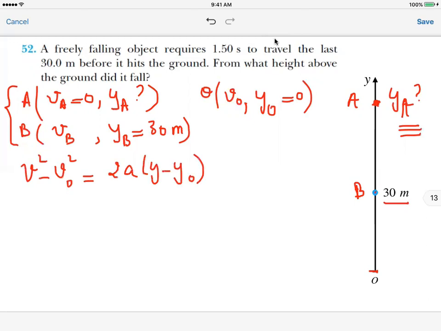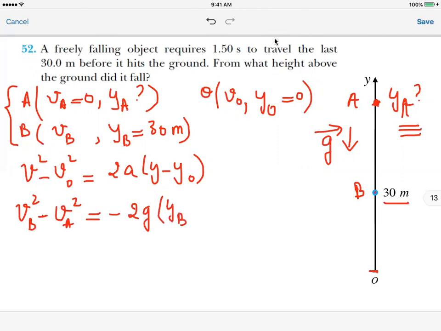And we are in the case of an object that is under the gravity acceleration. This object is all the time subject to the gravity acceleration g. So we can say that the initial velocity is at A, the final velocity is at B. So we can write this down: vb squared minus va squared is equal to minus 2g times (yb minus ya), right? va is equal to 0. Ya is the variable we are looking for, we don't know it. So we still need to determine the value of the velocity vb.